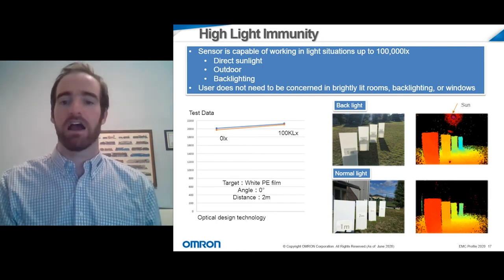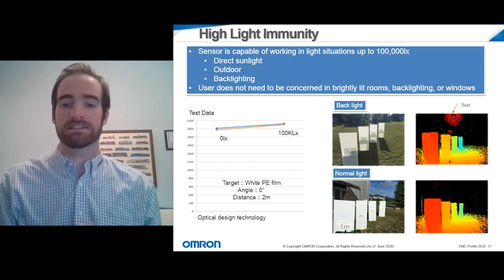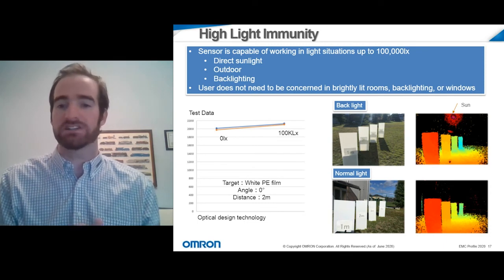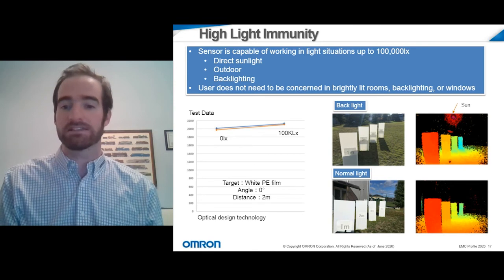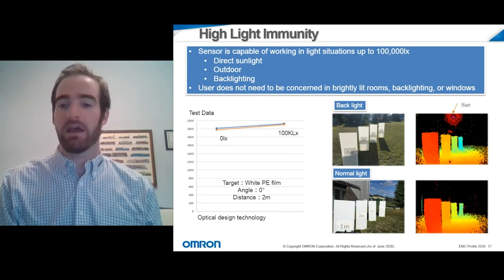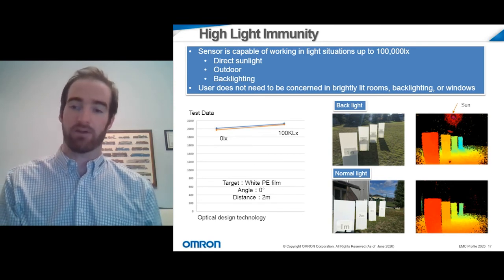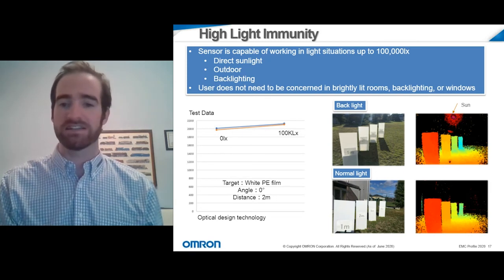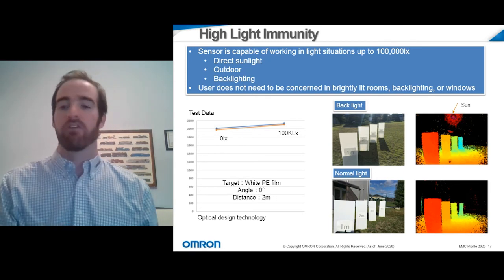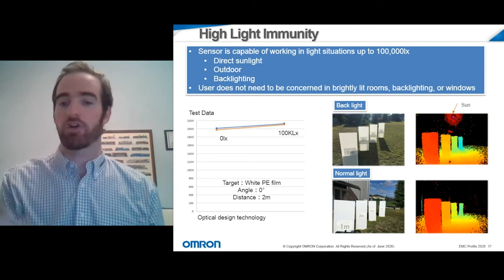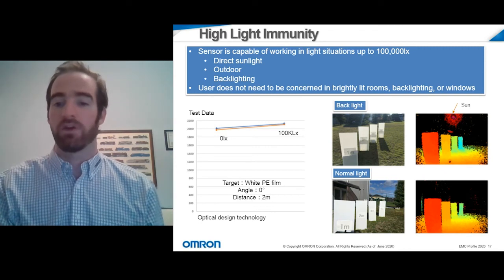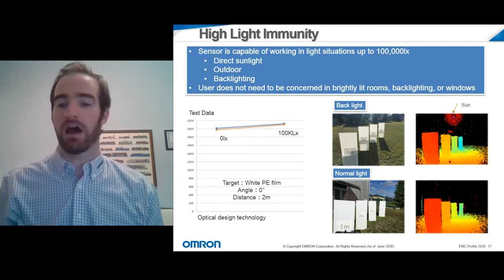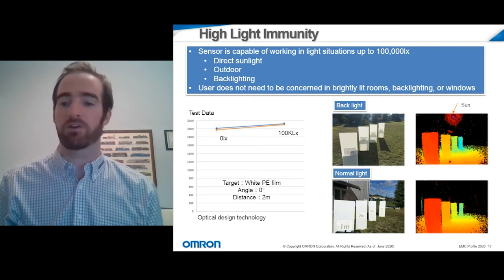Across the entire spectrum of light conditions, we have very consistent readings. You can see that even in backlight with the sun in the background, we are still gathering effective data from the objects that are in the distance across various different distances. We have marked these different plates out in increments of 1 meter away.